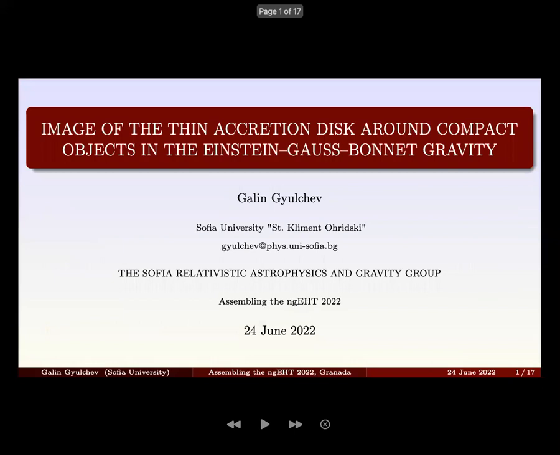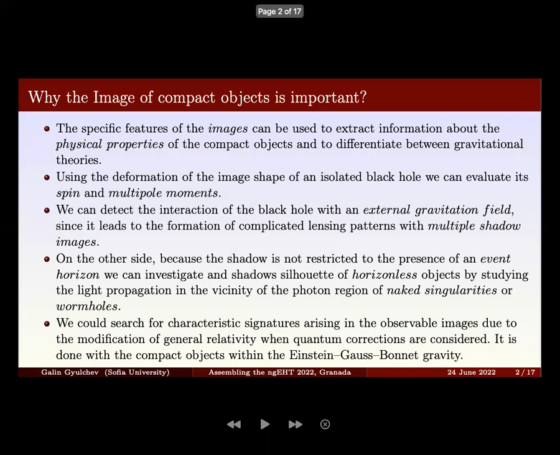My name is Galin, and I'm from Sofia University, Bulgaria. I'm one of the members of the so-called Sofia relativity group. Our major topic is to consider relativistic problems which are related to the physics of compact objects. First of all, I want to say that I'm very excited to be here, because everyone knows this is one of the major projects in astrophysics.